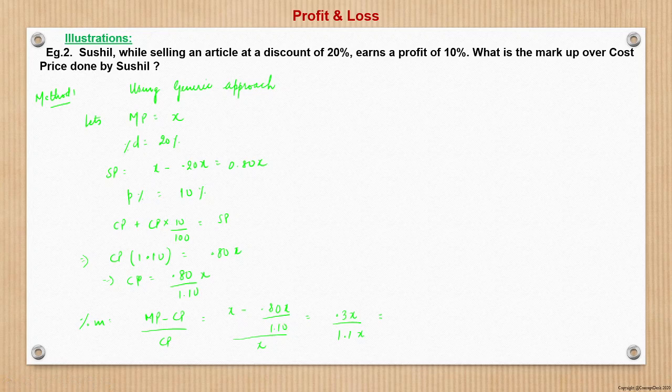Sorry, here Cp is 0.8x, so that will be 0.3x upon 0.8x. So that is 3 by 8, which is 37.5%. Right, 3 by 8 is 37.5%. So this way we can solve this question.